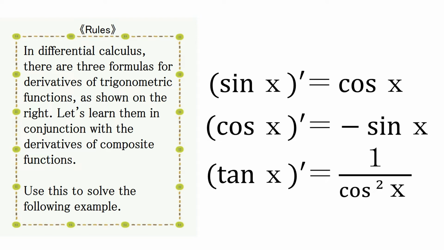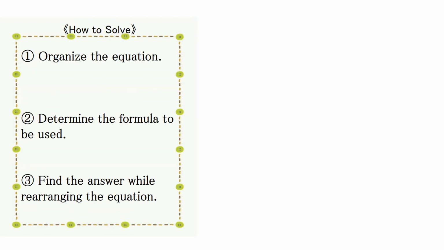Sin x prime equals cosine x, cosine x prime equals negative sine x, and tangent x prime equals 1 over cosine squared x. Since these are basic formulas, let's calculate them while combining with other derivatives. This time we will use this formula to solve the following example problem.